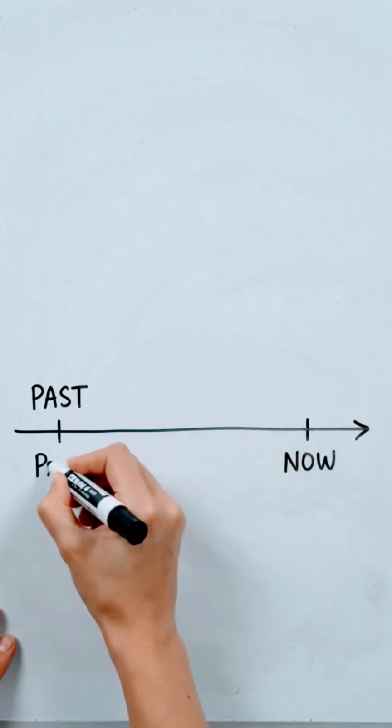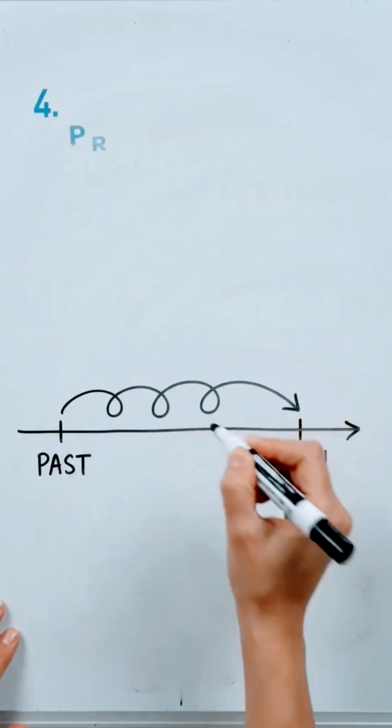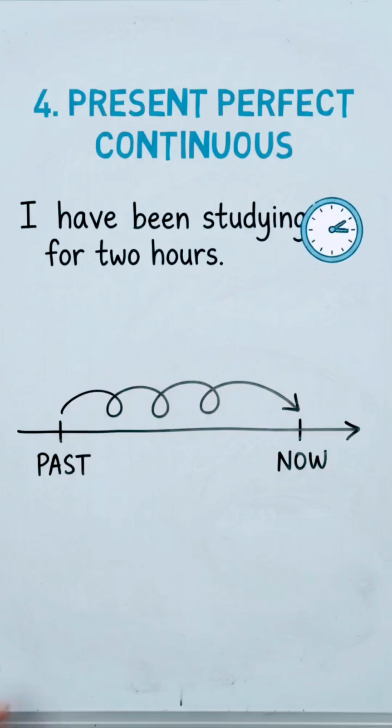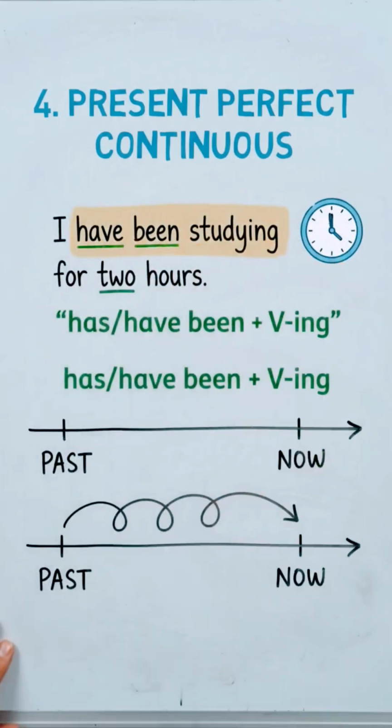Let's learn the present perfect continuous. It shows an action continuing from the past to now. Like, I have been studying for 2 hours. We use has or have been, plus the ing verb.